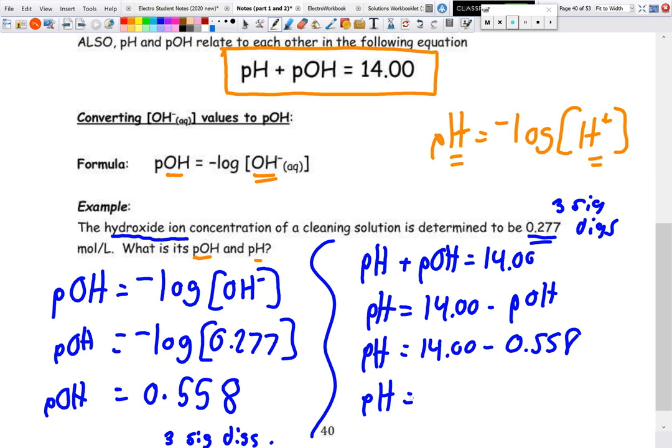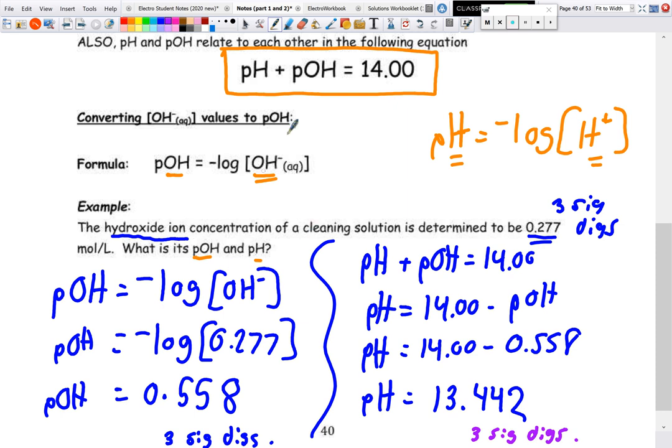In this case right here, oh, sorry, just 1 second, I gotta find my answer here, and we get 13.442. Now, this should kind of make sense, because we know we have a basic solution here, and the concentration of hydroxide is really high, so we have a really high pH, so it's very close to 14 here. And of course, because this is a pOH, we still have our 3 significant digits as well.